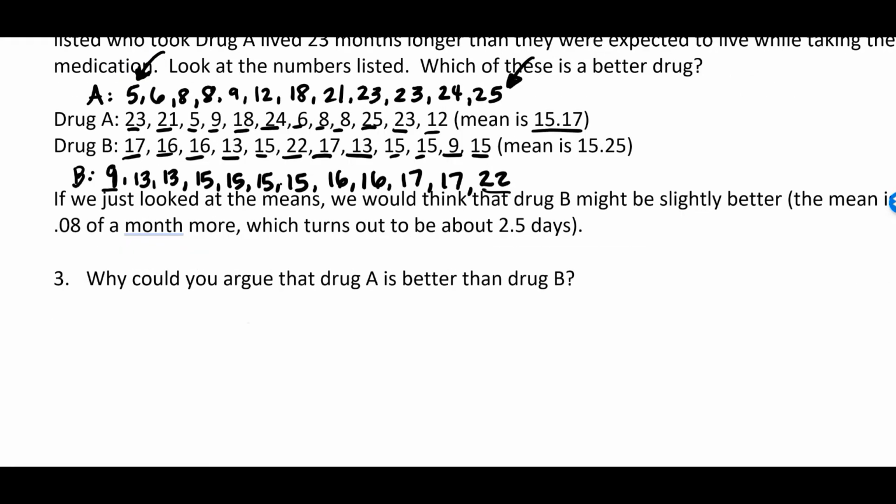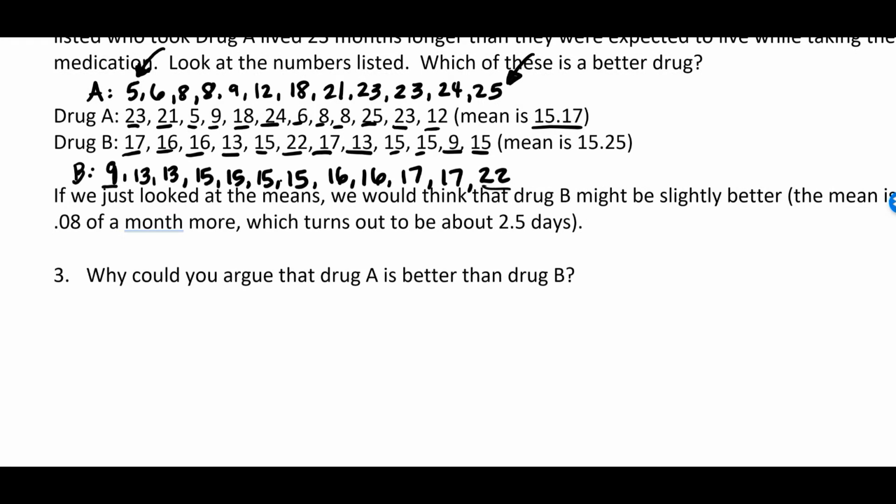Okay. So why could we argue that drug A is better than drug B? Often, if I'm looking at these, I can see with drug A there's a wide range of numbers, all the way from 5 up to 25. That's a huge range. So I could live an additional 5 months, or I could live an additional 25 months.